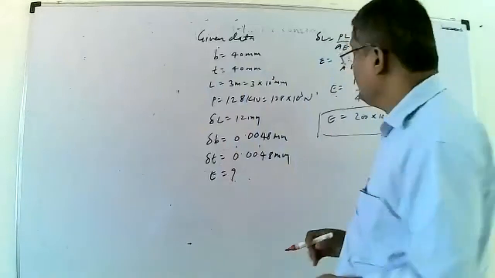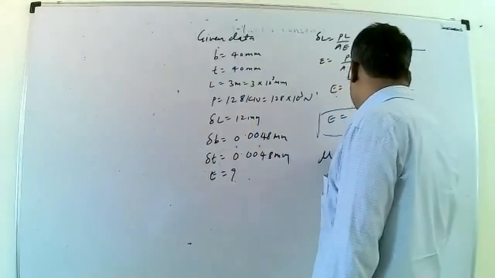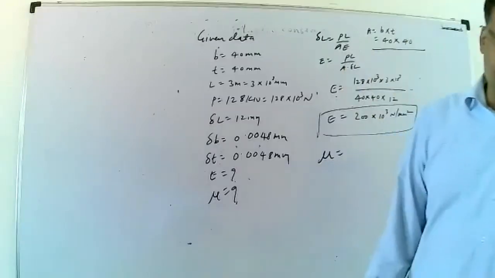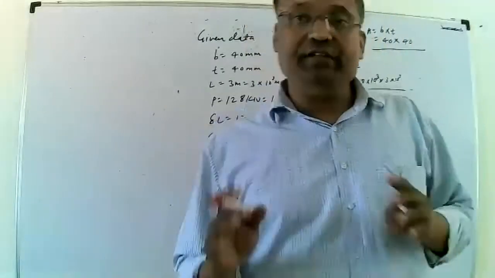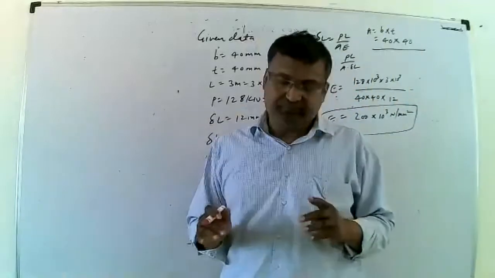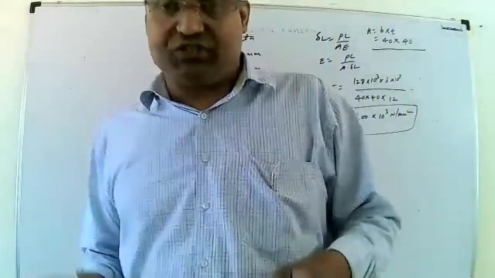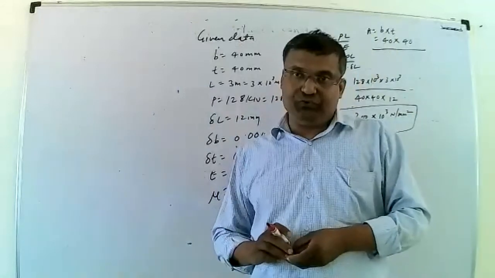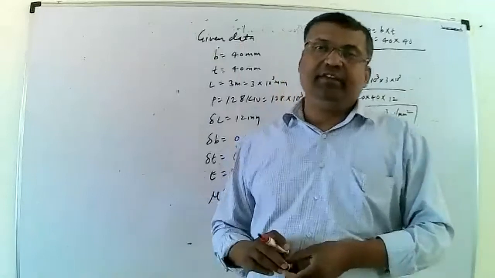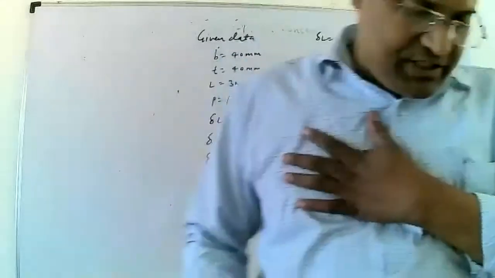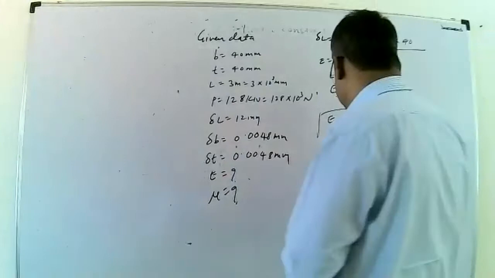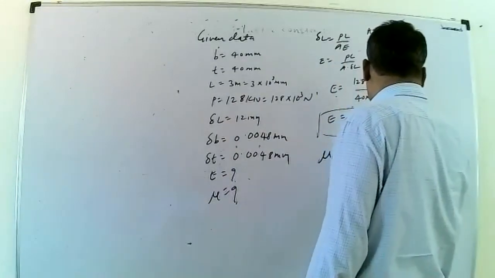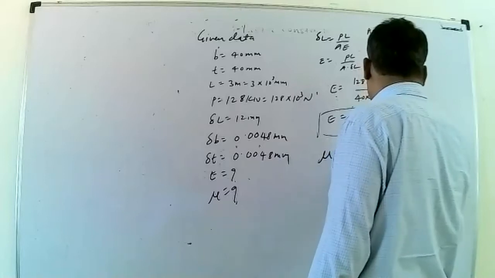Once we find the area, then calculate Poisson ratio. The second aim means mu is also calculated. What is the formula? Mu means Poisson ratio. It is the ratio of lateral strain to linear strain. That ratio is said to be Poisson ratio. It is represented by mu.